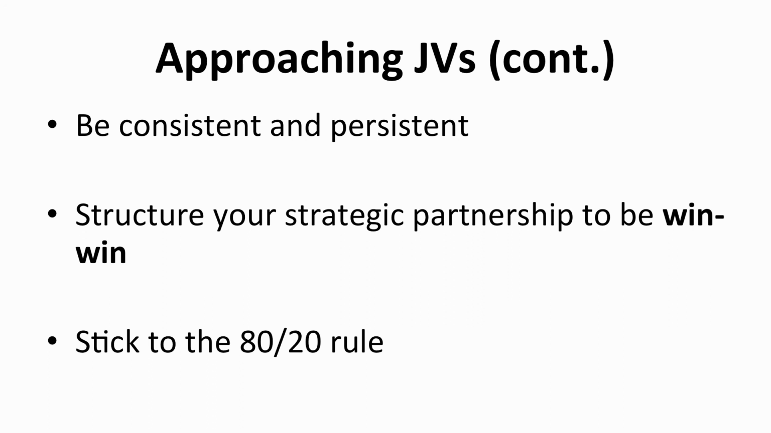Structure a strategic partnership to be win-win for both parties. This way, you can form a long-term JV partnership with them. The 80% and 20% rule is very important. It is there to protect both parties from getting into trouble. To avoid conflict about the payment, remember to stick with the rule.